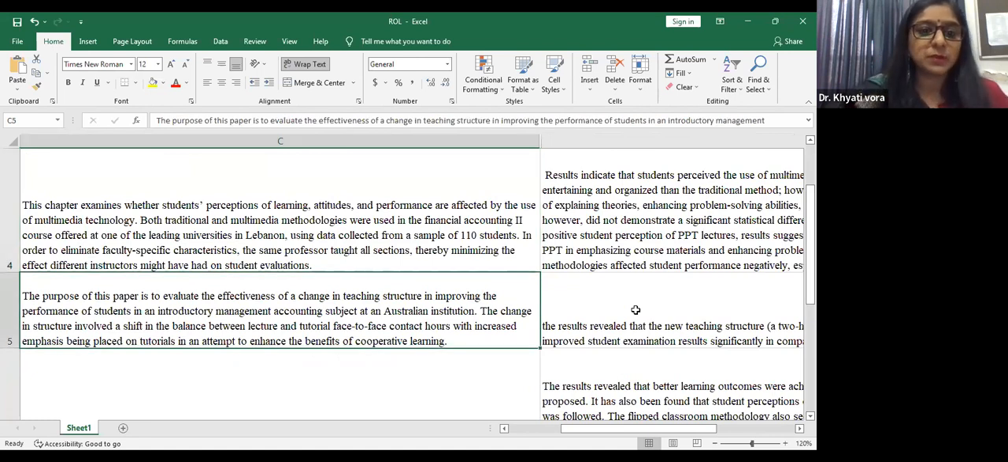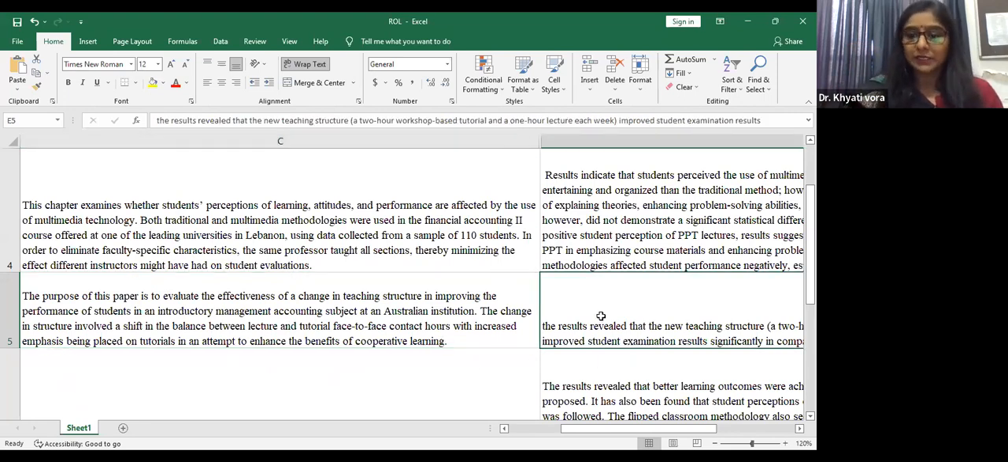The purpose of this paper is to evaluate the effectiveness of the change in teaching structure in improving the performance of the students in an introductory management accounting subject at an Australian institution. The change in structure involved a shift in the balance between lecture and tutorial face-to-face contact hours, with increased emphasis placed on tutorial in an attempt to enhance the benefits of cooperative learning. This was the objective. We'll look at the findings.